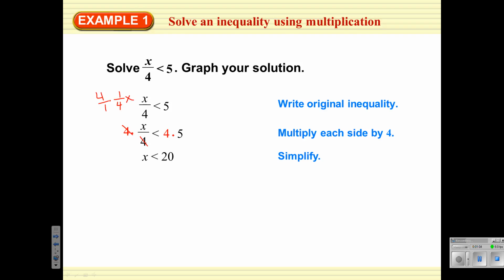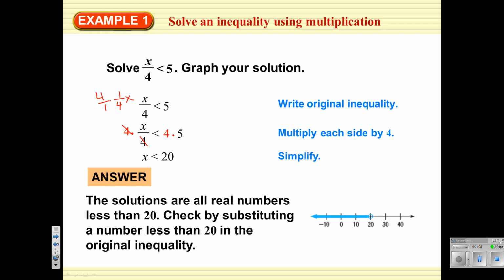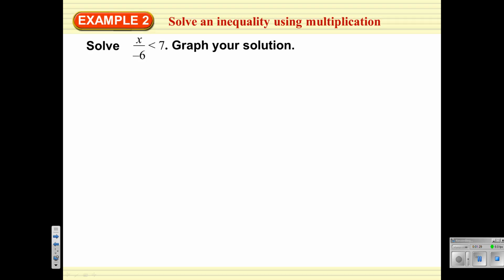So there's our solution. x is less than 20, so all values less than 20 is our solution. So an open dot at 20, shaded to the left. And check by substituting a number less than 20. Always check with 0 if that's an option. That's really easy. 0 divided by 4 is 0, and 0 is less than 5. So there we go.